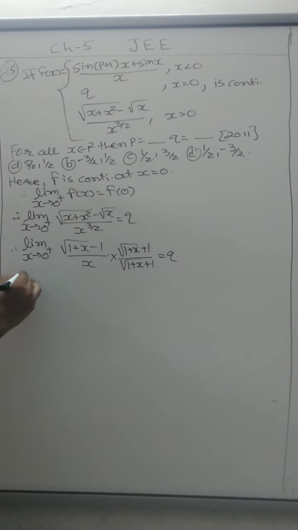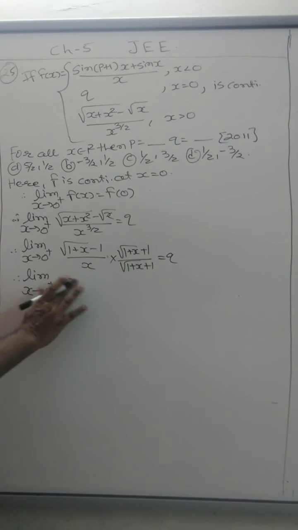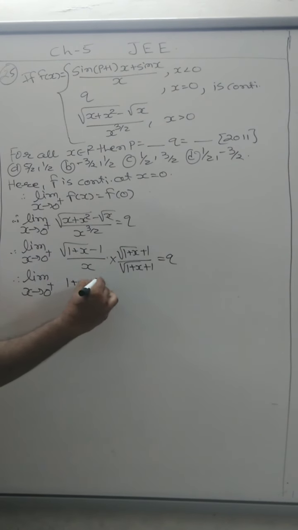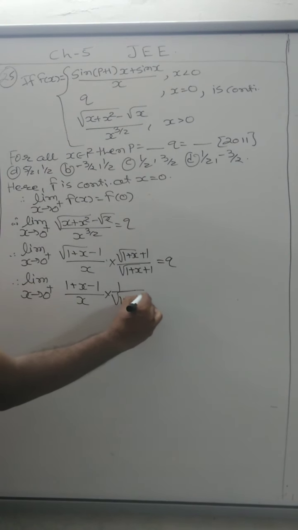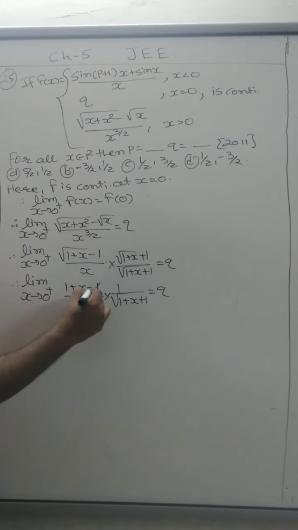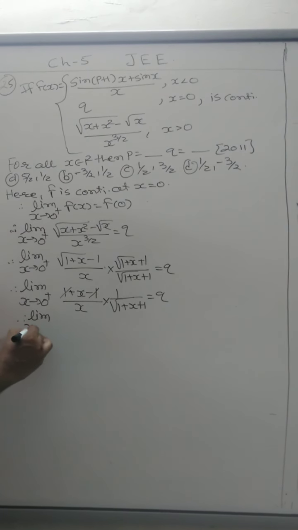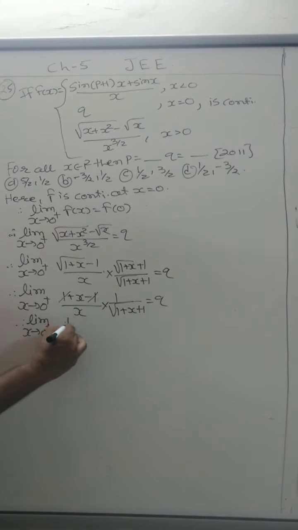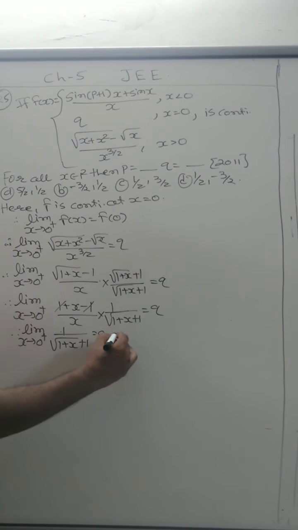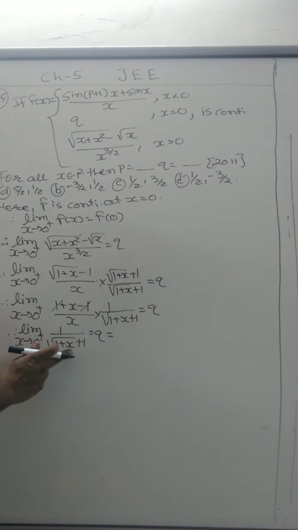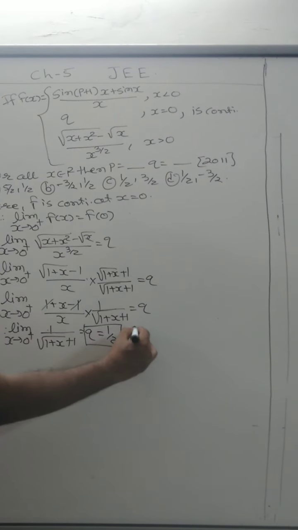So here in numerator, limit x tends to 0 plus 1 plus x minus 1 upon x into 1 upon root 1 plus x plus 1 equal to q. This 1 is removed and then the x are also removed. So limit x tends to 0 plus 1 upon root 1 plus x plus 1 equal to q, and when we put here 0, then 1 by 2 is the answer of q. This is our first answer.